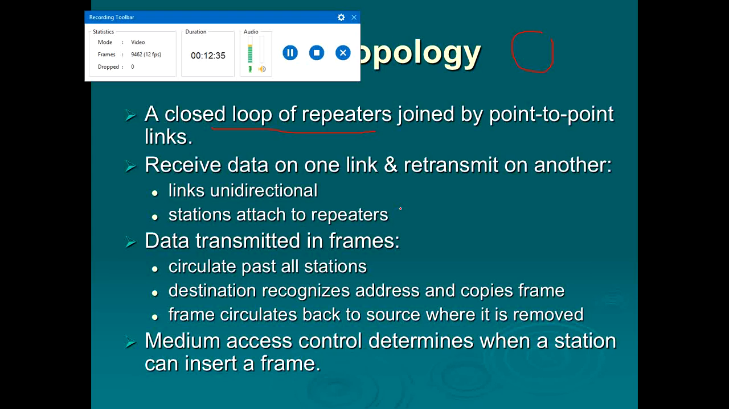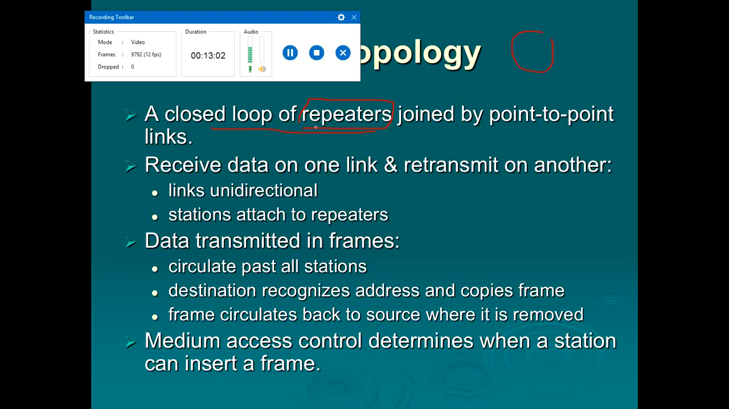So in a ring topology, the network consists of a set of repeaters. Repeaters are the hardware devices which are used for increasing the signal which travels on the wire. We have discussed about it when we were doing the transmission medium. So repeaters joined by point-to-point links in the closed loop.